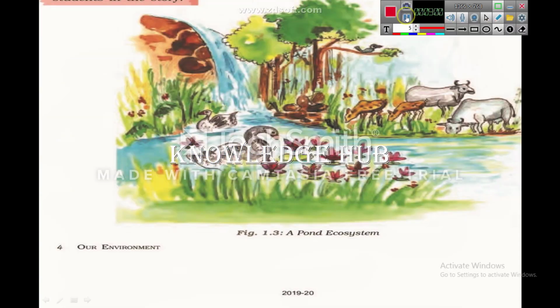In this picture, we can see a pond ecosystem. Here, we see swans swimming in the pond, and frogs and many creatures are there. They are all linked with each other. There are so many kinds of ecosystems, for example, grassland ecosystem, desert ecosystem, mountain ecosystem, lake ecosystem, river ecosystem, etc.